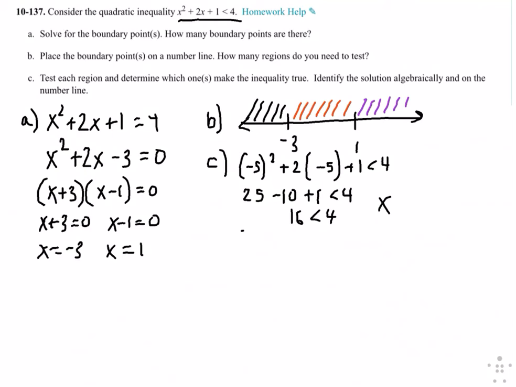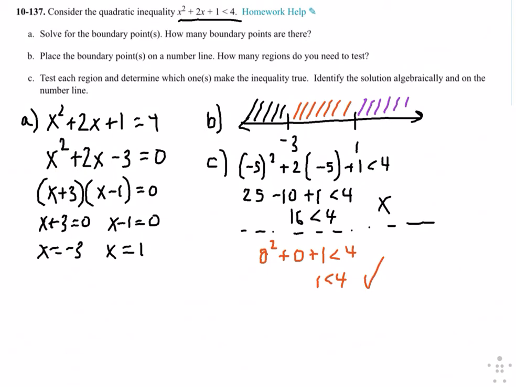Now let's try the red. Actually, I could do it by color. So let's try between there. Well, 0 is between there, so let's use 0. That's always the easiest to try. So we have 0 squared plus 0 plus 1 is less than 4. So 1 is less than 4. Yes, it is. So that region works.